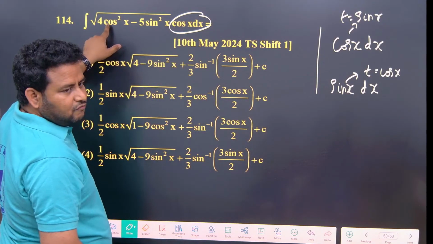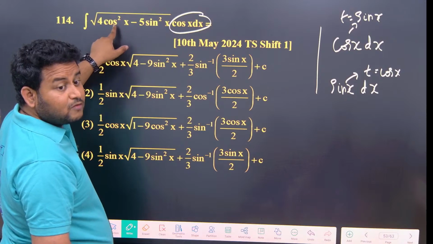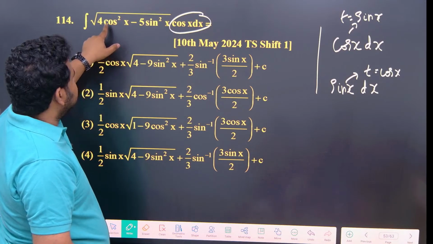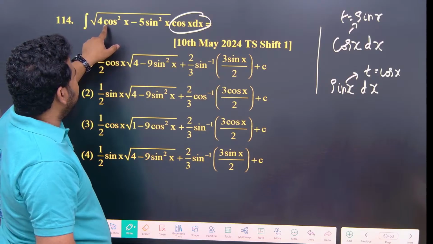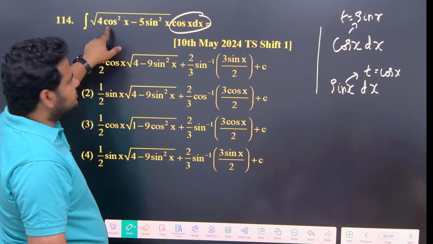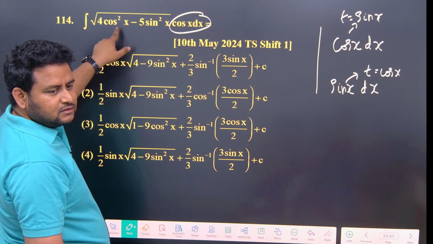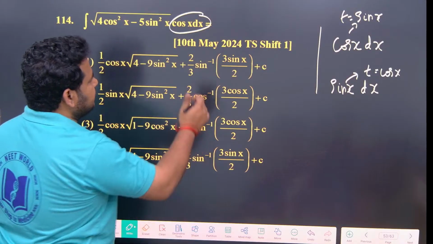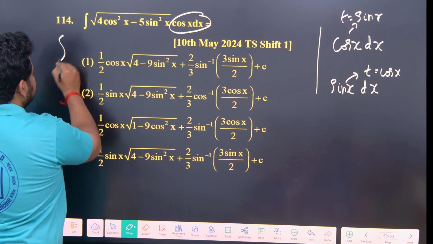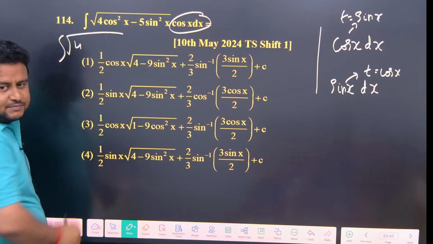It will become 1 minus sin square x. Only cos square x I can write like that. So this will become 4 into 1 minus sin square x. Let me take t. So this integral will become 4 into cos square x, which can be written as what?